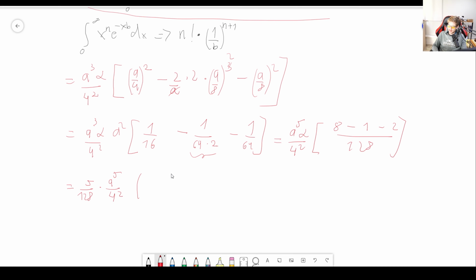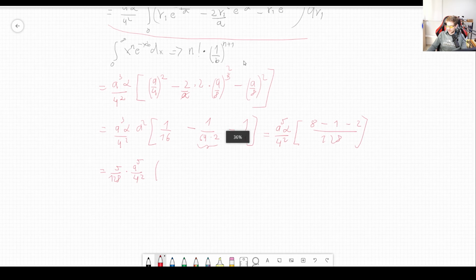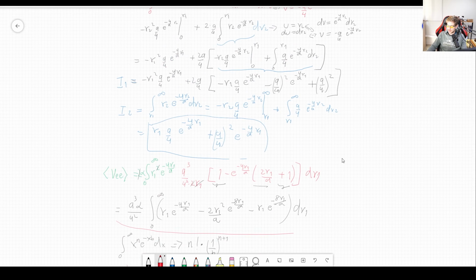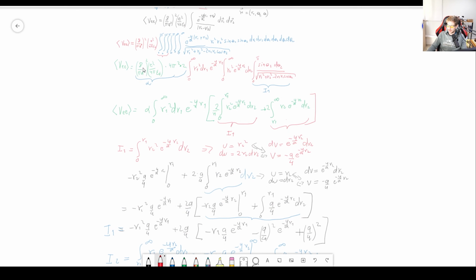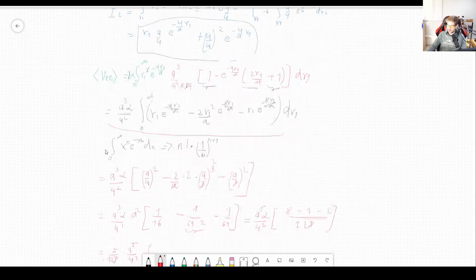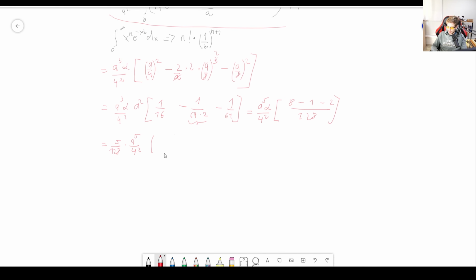But what was alpha? Alpha was, and what was it again? Here, 8 pi a cubed, squared, and then we got e squared over 4 pi epsilon 0. That's what alpha was.